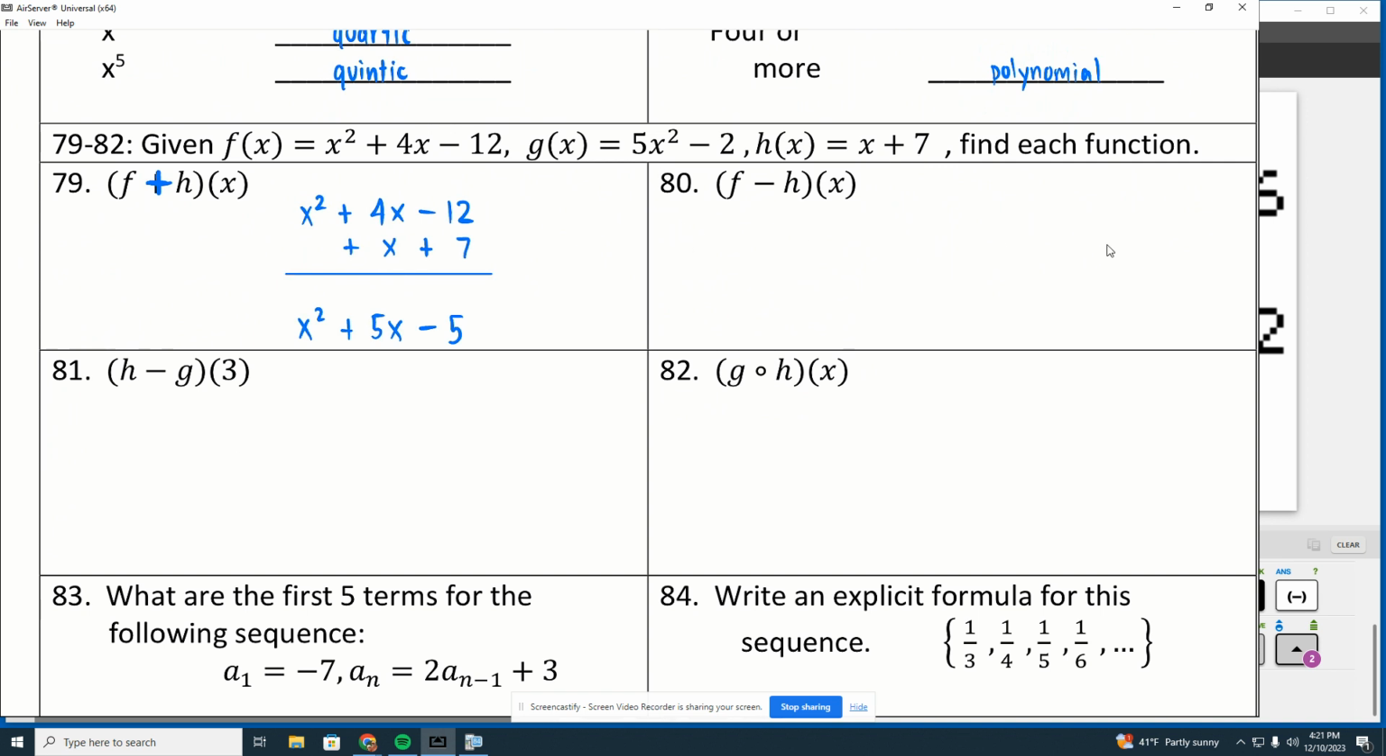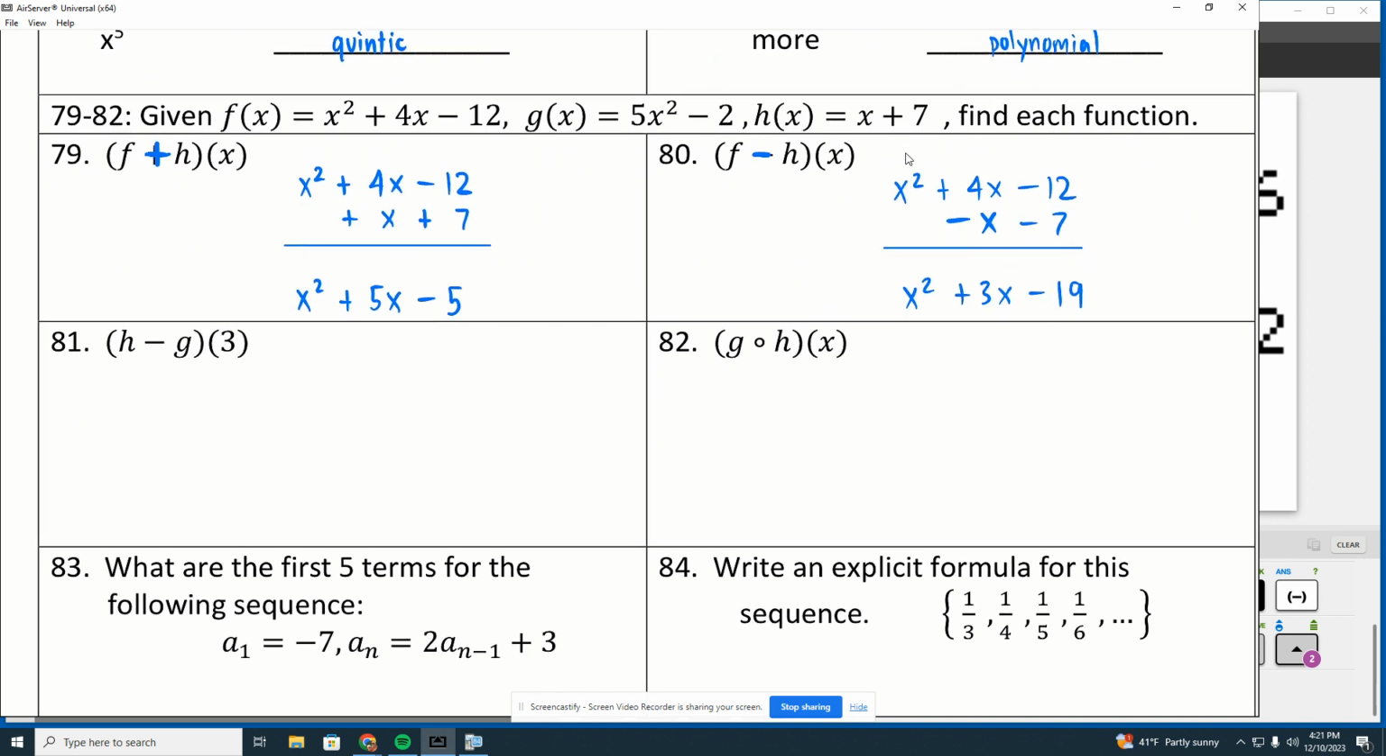So if I take f of x once again, that's x squared plus 4x minus 12. But this time, it wants me to subtract h of x. So what does that subtract tell me? It tells me that all of these signs change. So this x turns into minus x, and this 7 turns into minus 7. So now when I combine these, this becomes x squared plus 3x minus 19.